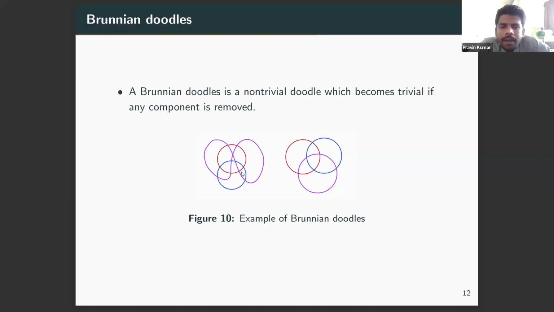Similarly, I can apply the same idea in the first figure. If I remove the red circle, then I can slide this purple one outside this blue circle, and I can apply my R1 move, which is the removal of a monogon, to make it a trivial circle, which will again be a trivial doodle on two components.